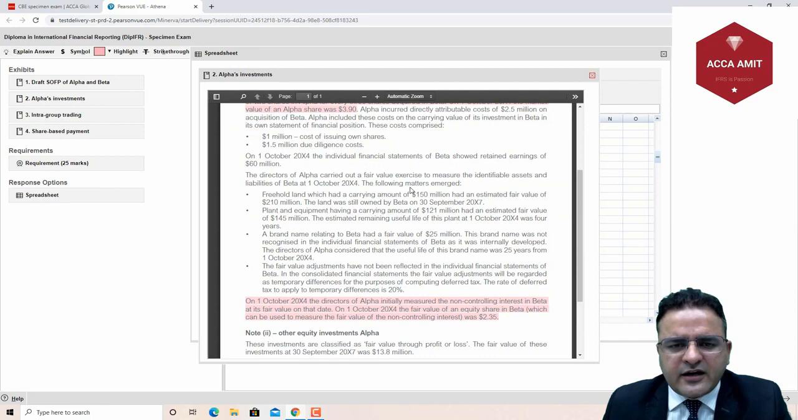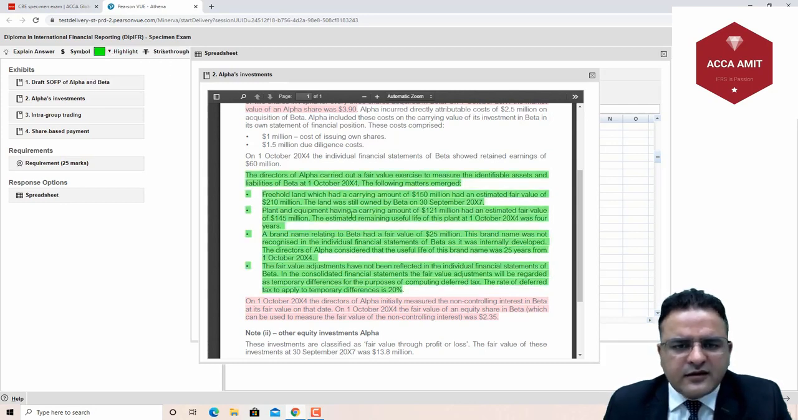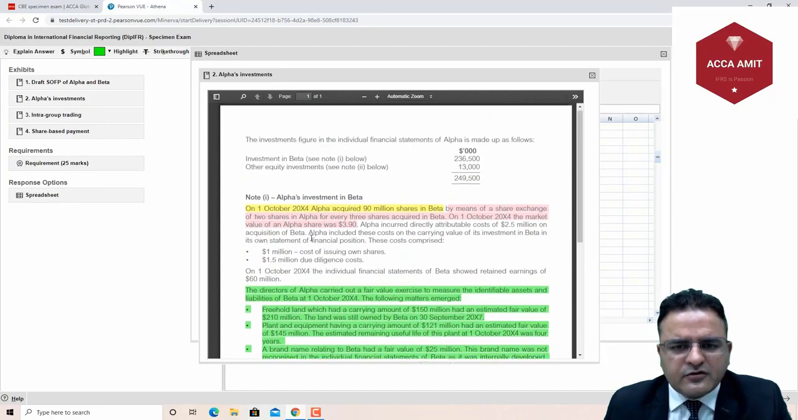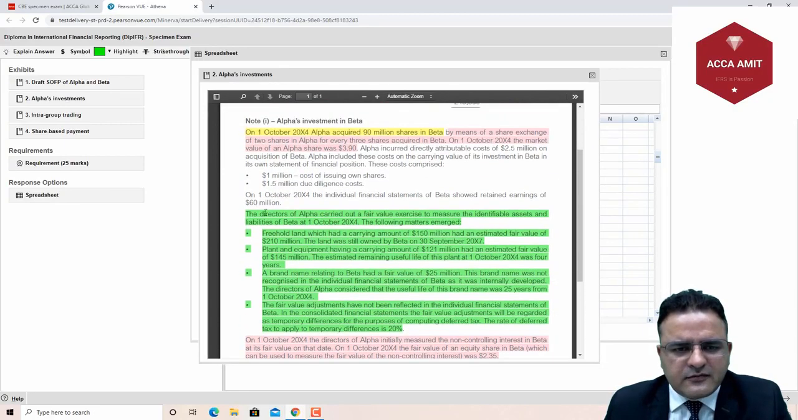The directors of Alpha carried out a fair value exercise to measure the identifiable assets and liabilities of beta on 1st October 2004. The following matters emerged. There is a freehold land which had a carrying amount. So this paragraph we can easily say belongs to working note number 2. You can highlight it with green that this area belongs to working note number 2.